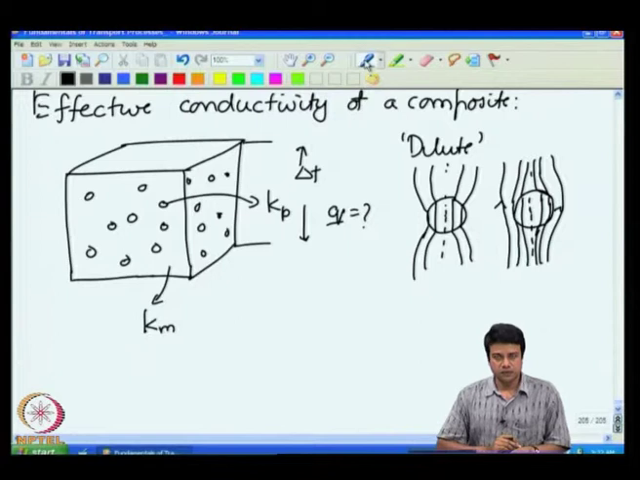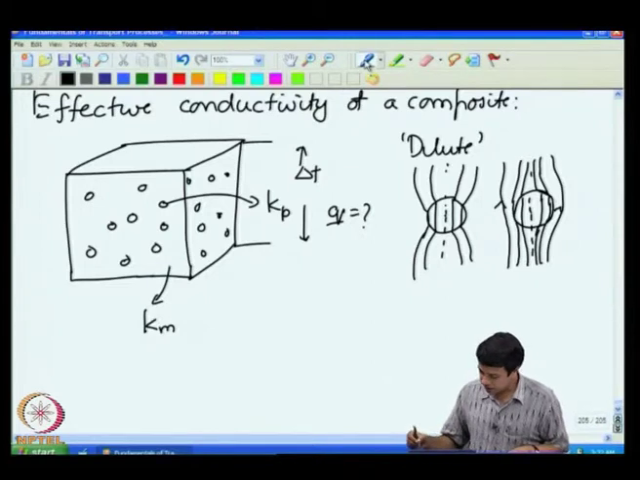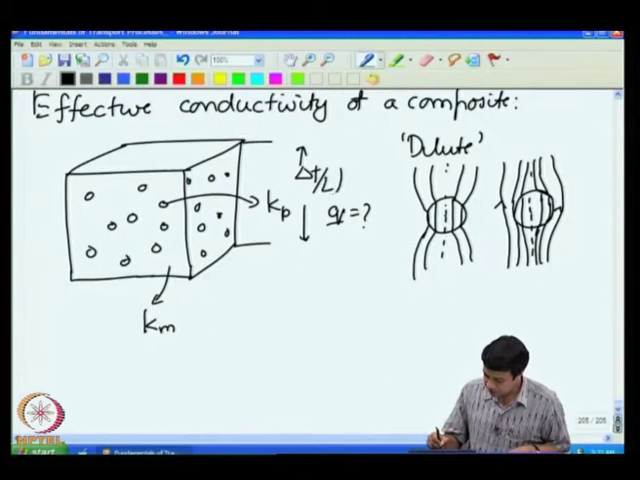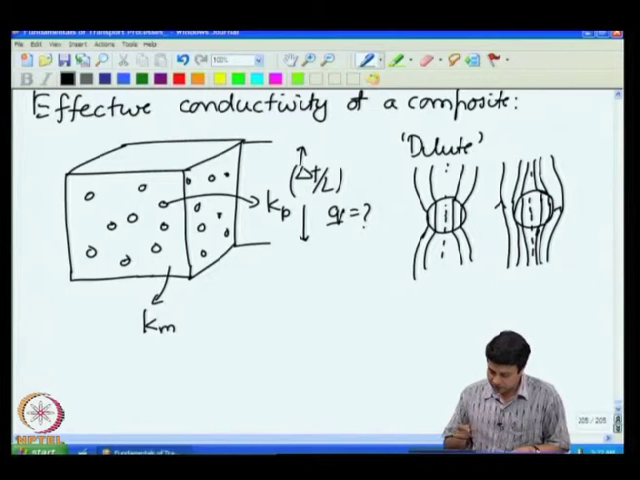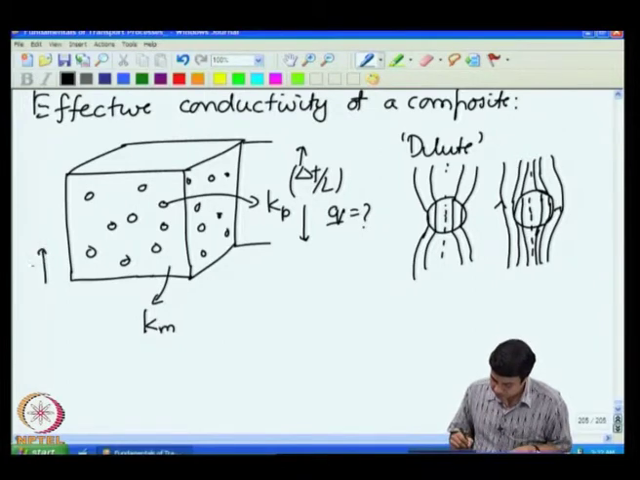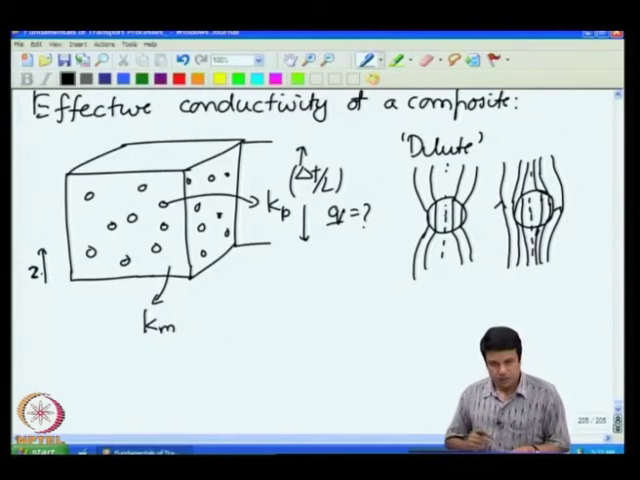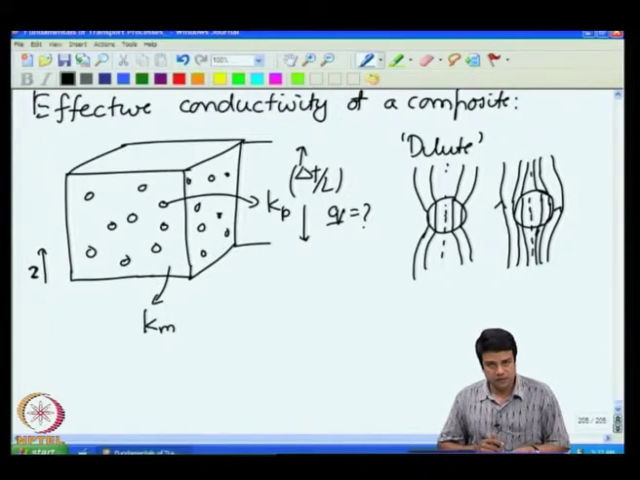So, in this dilute limit, we want to find out what is the effective thermal conductivity of the entire system. I apply a temperature difference delta T over a distance L, and I want to find out what is the flux in the vertical direction. Let me call this vertical direction the z axis. So, I want to find out what is the flux Qz.